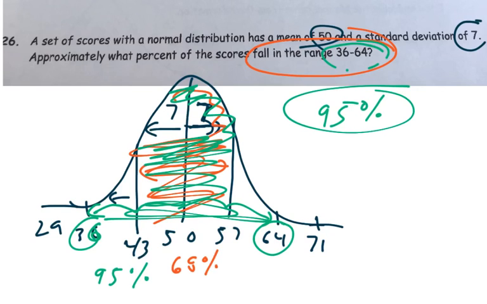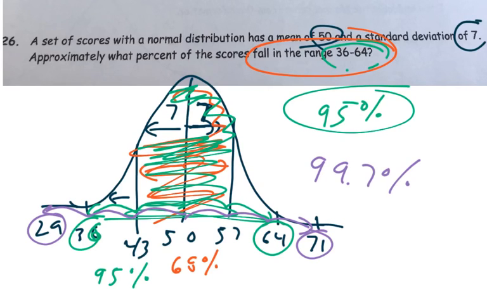If they would have asked us 29 to 71, notice we would go out 3 standard deviations from the mean each way. And according to the empirical rule, that would have been 99.7%, which is basically everything except 0.3%. Almost everybody, in other words, should be within 3 standard deviations of the mean when you have a normal distribution. Okay, so pause the video if you need to.